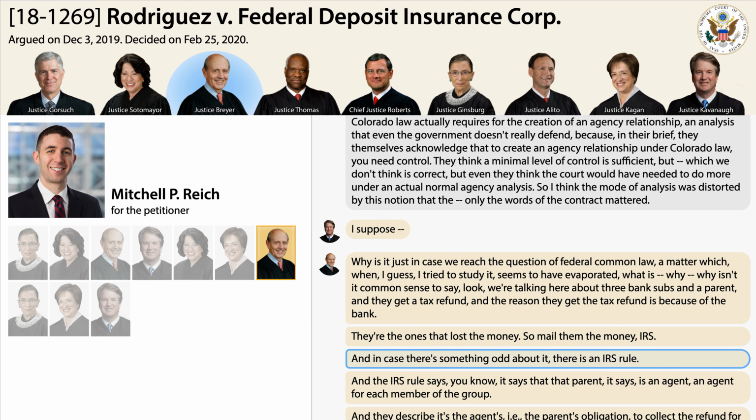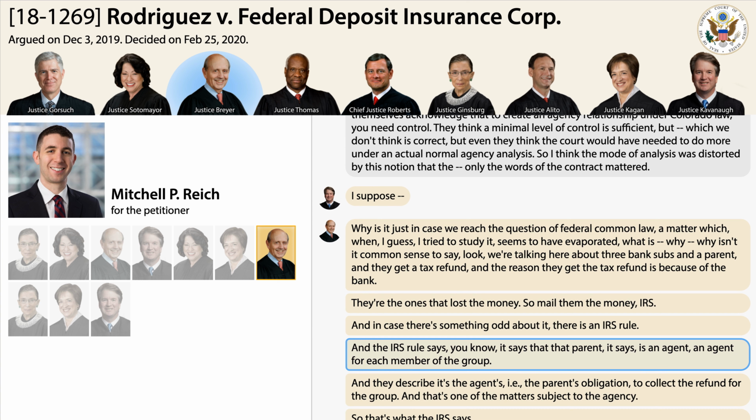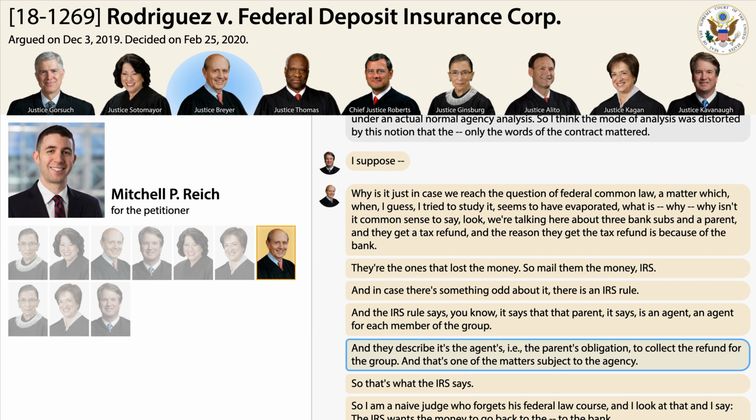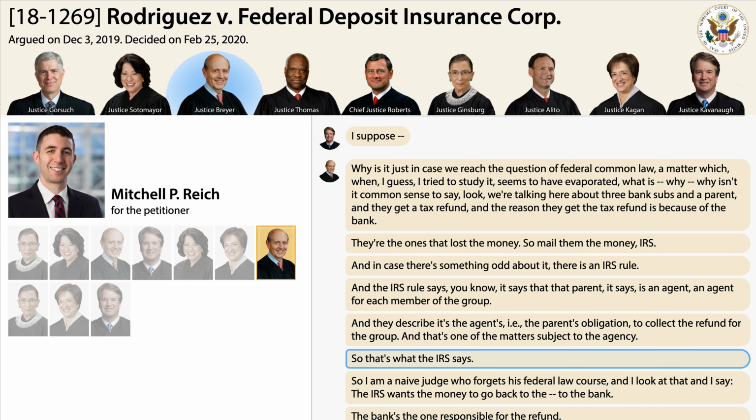And in case there's something odd about it, there is an IRS rule. And the IRS rule says that the parent is an agent for each member of the group. And they describe it's the agent's, i.e. the parent's, obligation to collect the refund for the group. And that's one of the matters subject to the agency. So that's what the IRS says.